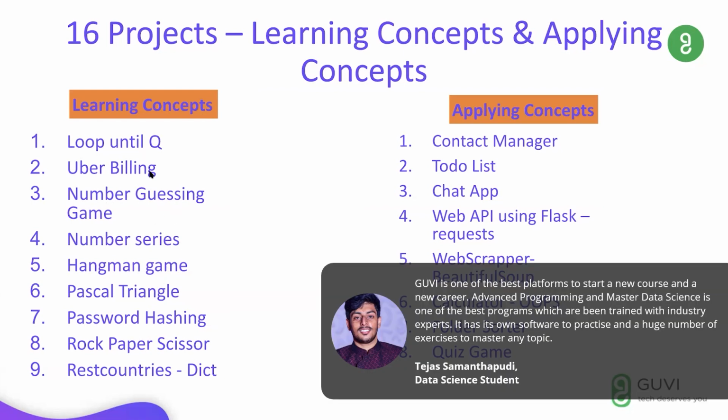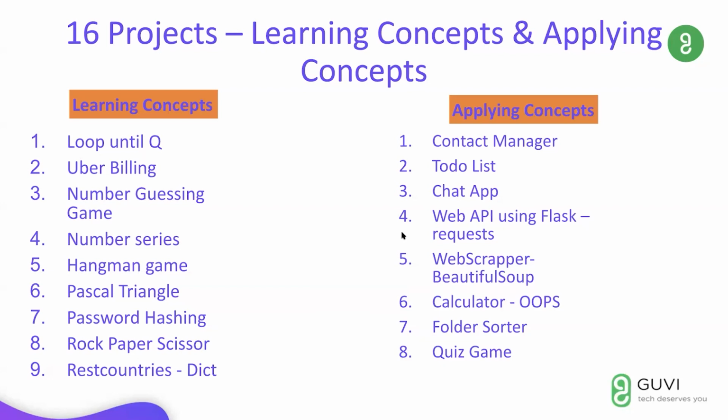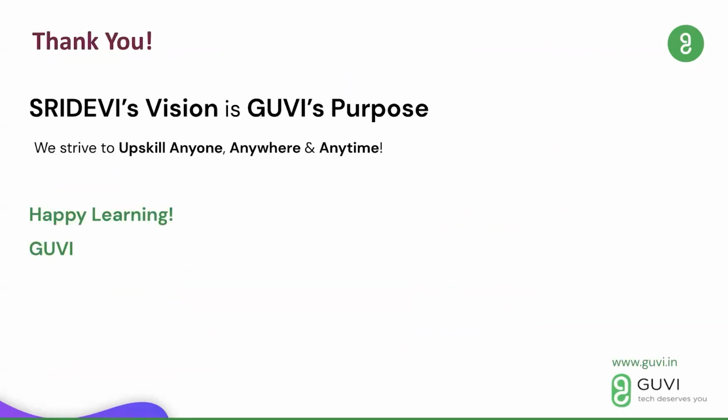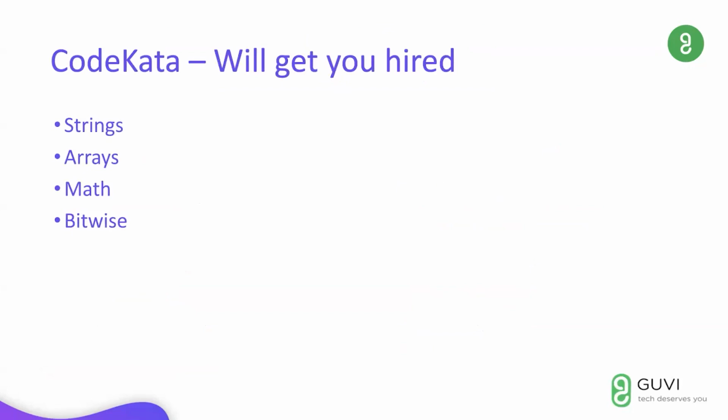Uber billing would be more of a numerical stuff. So you can try all these concepts and get yourself familiarized with Python. If you are learning JavaScript also, the same thing applies, only the syntax differs. As I said, code kata, we call that MAS. Also bitwise, if you can do it, it will be good. Math, array, and string are the important things which you need to skill up yourself. And additionally, you can start with the bitwise stuff.